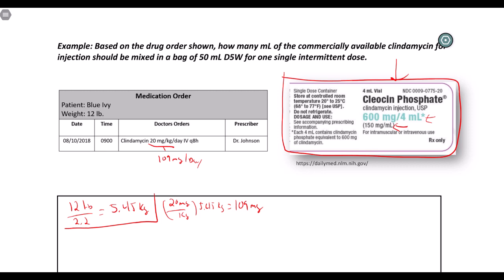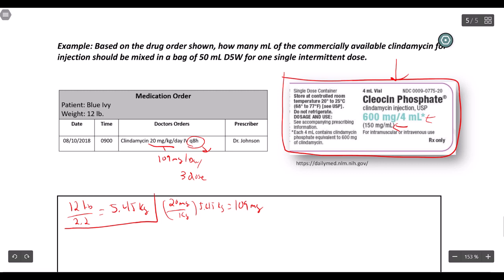All right, so because this is the amount per day, and we're going to give it every 8 hours, this means that this is going to be divided into 3 doses. How do I know that? There's 24 hours in a day, so if every 8 hours you give a dose, 3 doses are going to be given. So it's 8, 16, 24. So 3 doses. So this 109 is spread out into 3 doses.